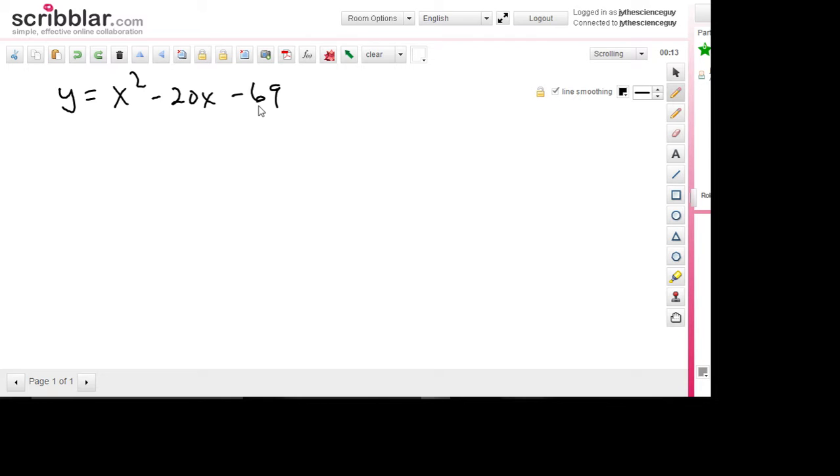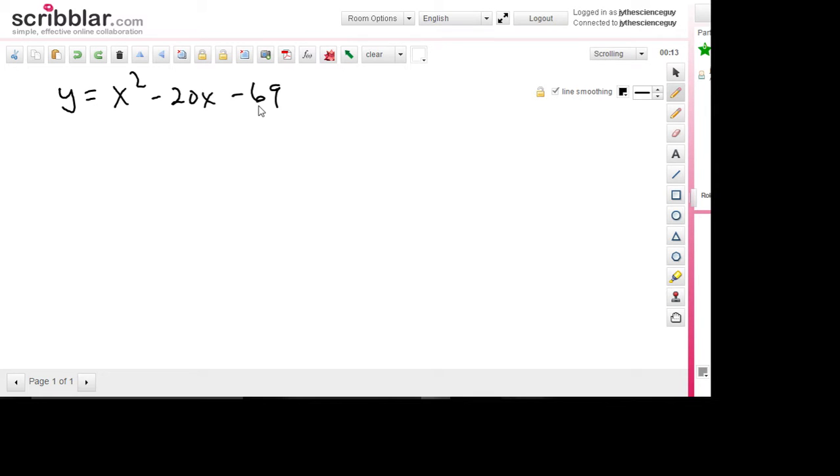So my first step would be read the question aloud, because I didn't actually do the first one, but I want to see if you can figure out how to do it. On the parabola whose equation is y equals x squared minus 20x minus 69. What did it ask you for? Read what the question is actually asking you. Oh, where does the graph of the parabola cross the y-axis?